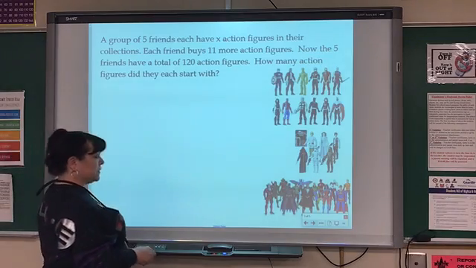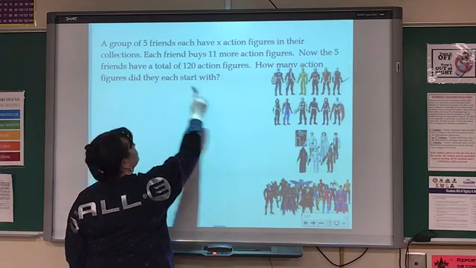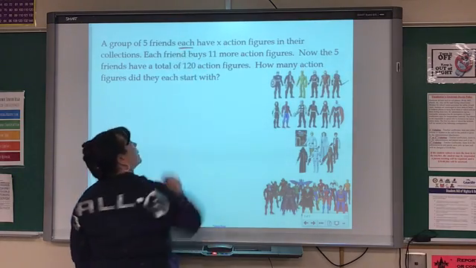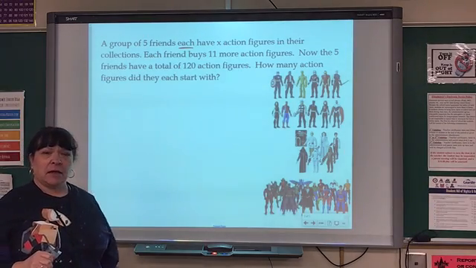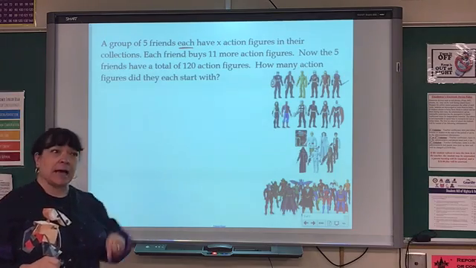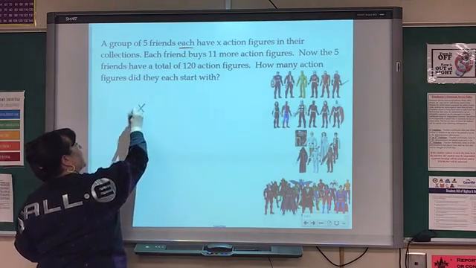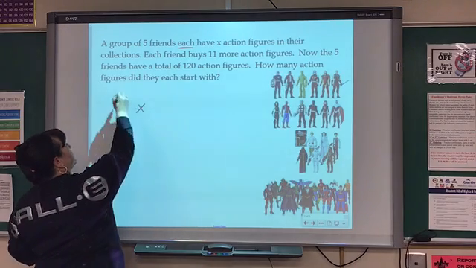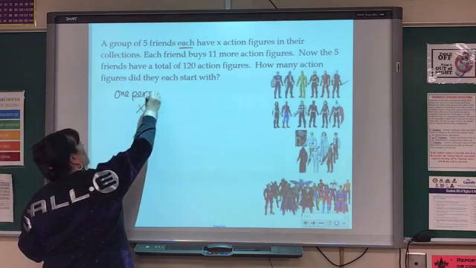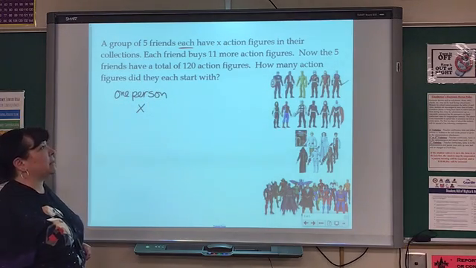Well, some things we know, it's talking about each of those friends. So when we're talking about each friend, each has that. So one person in that group has X action figures. So each person has X action figures. And you could maybe do something like this. So one person has X action figures. We don't know how many.